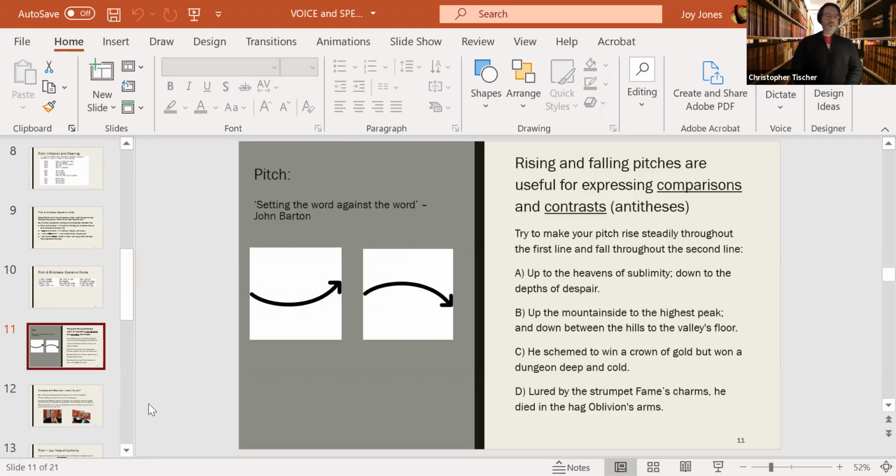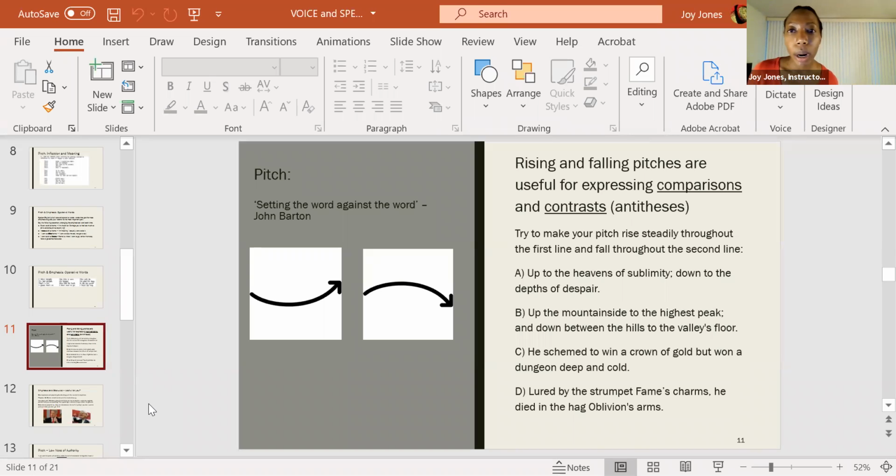they can be useful for expressing comparisons and contrasts. In doing Shakespeare work, we would call those antitheses. As John Barton of the Royal Shakespeare Company would say in his series from the 1980s, I think, Playing Shakespeare, you're setting the word against the word. And I would finish that phrase, and you're using pitch or inflection to do so.